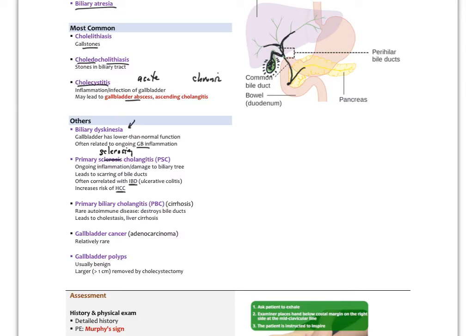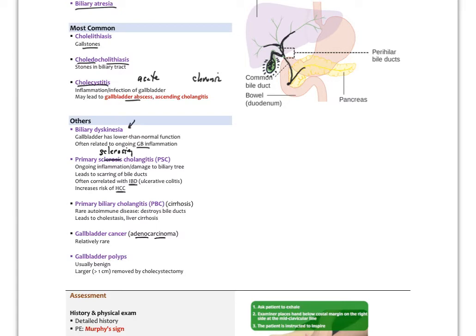We can get a cancer of the gallbladder. That's usually an adenocarcinoma. Remember, a carcinoma is a tumor of epithelial tissue. Adenocarcinoma is a cancer of a glandular epithelium. This is relatively rare, but that might occur because of chronic inflammation in the biliary system.